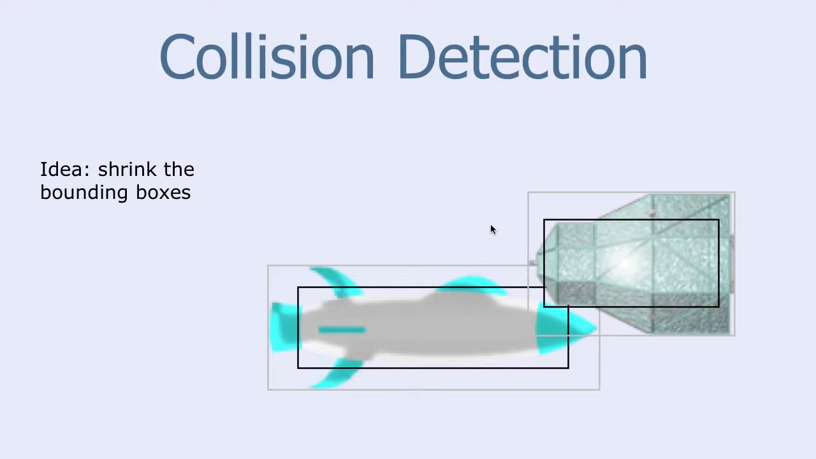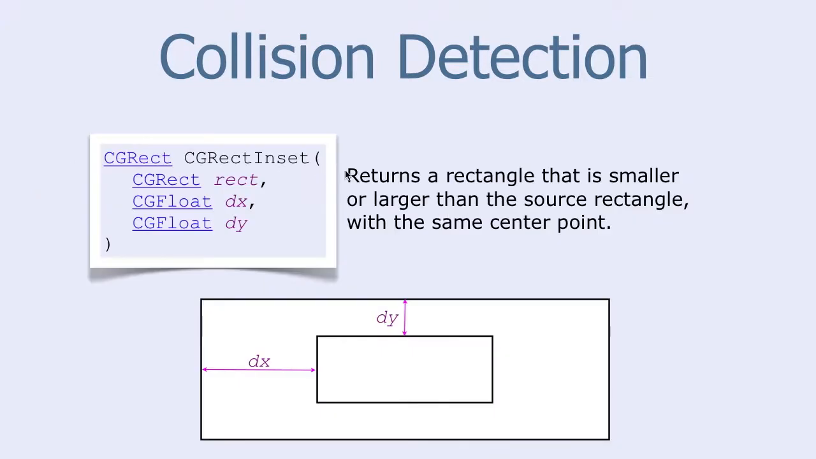But how do we shrink the bounding boxes? We can use a function called CGRectInset, which takes a rectangle and two floats, and returns a shrunken rectangle. Let's go to Xcode and see how we can use this.